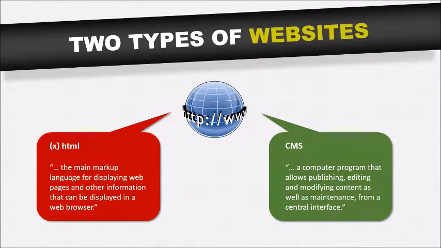The next type of site you'll encounter is a CMS website. CMS stands for Content Management System. CMS is a computer program that allows publishing, editing, and modifying content, as well as maintenance from a central interface. A good example of this kind of site is a GoDaddy site or a Wix or Weebly site. This is most likely what you want.